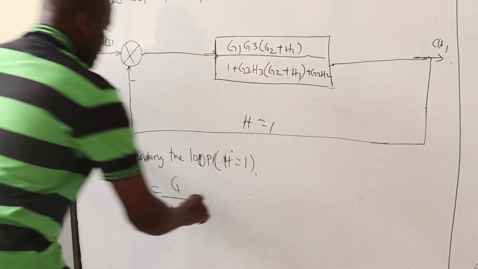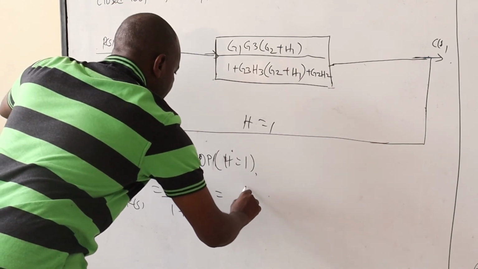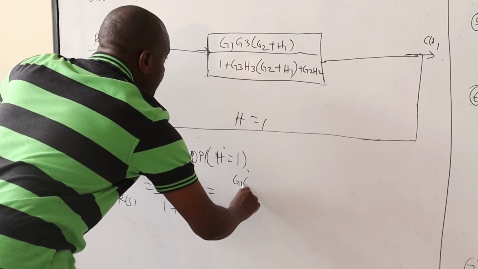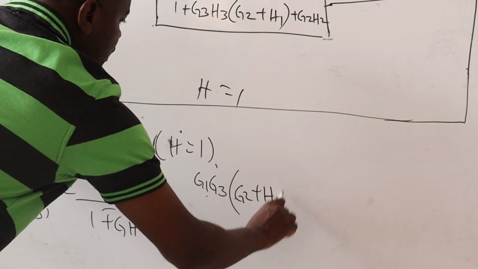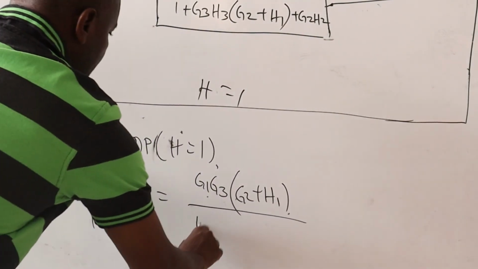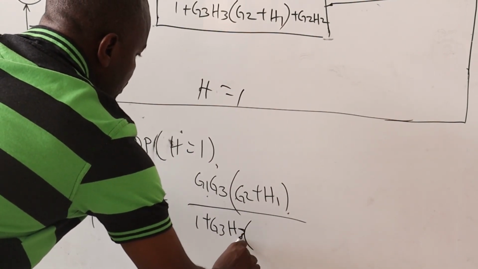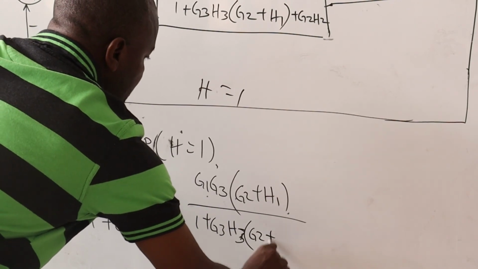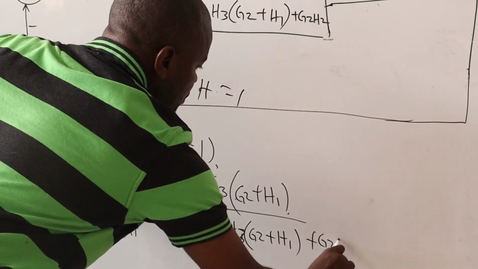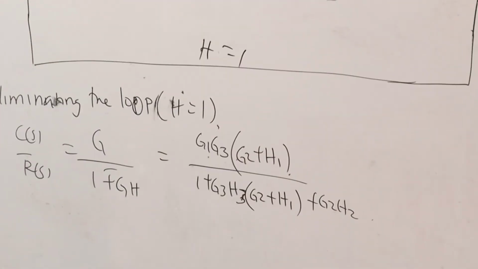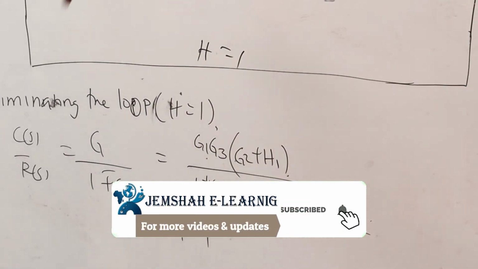And of course, what is our G? Our G is going to be the whole of that. So it's going to be G1, G3 into G2 plus H1, all over 1 plus G3 H3 into G2 plus H1, and then plus G2 H2. So that is our G, and then this one is going to be over 1 plus GH.